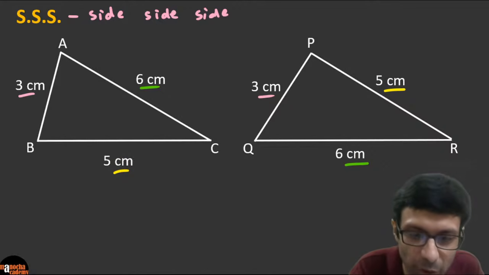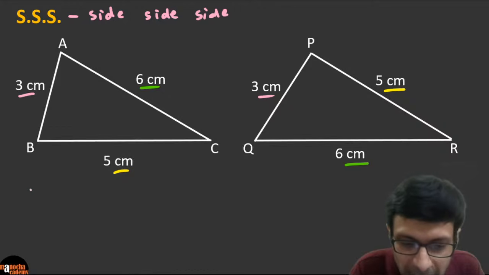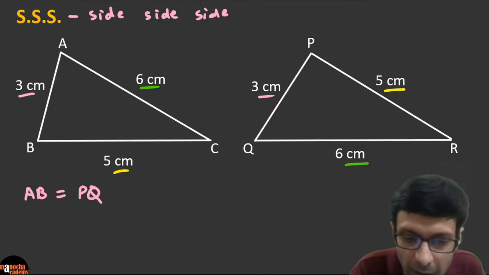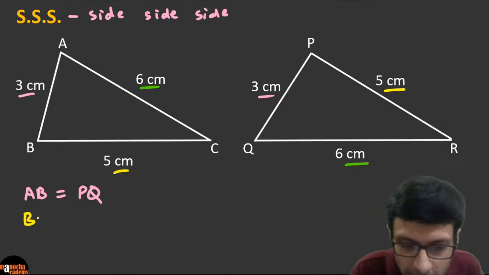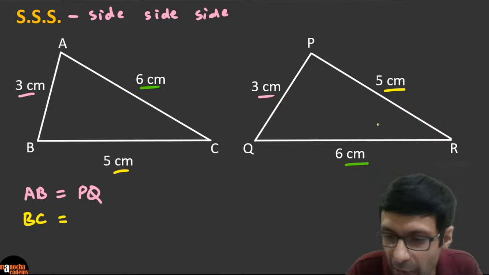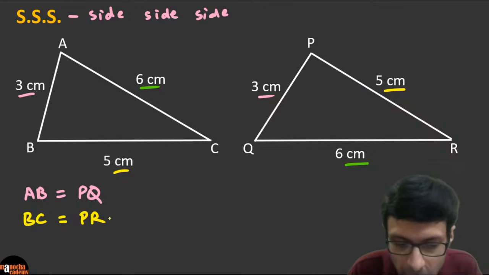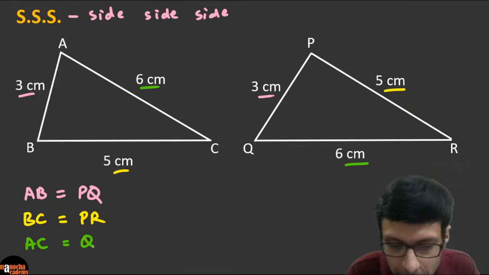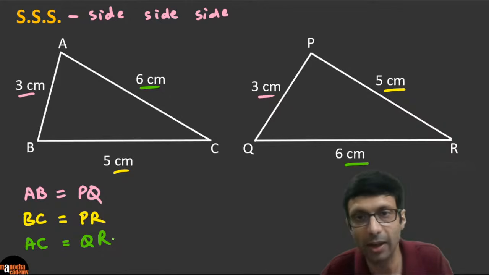So what can we write about these triangles, guys? We can see that AB is equal to PQ. Can you see 3 centimeters? The next one, BC is equal to PR, 5 centimeters. Can you see that, all of you? And we have AC, 6 centimeters, is equal to QR. So therefore these triangles are congruent.